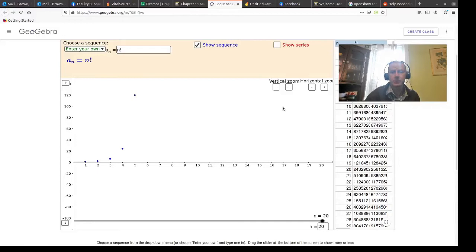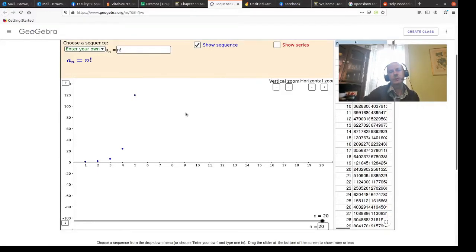Another function that we can only do with natural numbers is the factorial function. I assume you've seen it before. N factorial for any positive integer is n times n minus 1 times n minus 2 and so on down. In fact, it's even defined for 0. 0 factorial is 1.